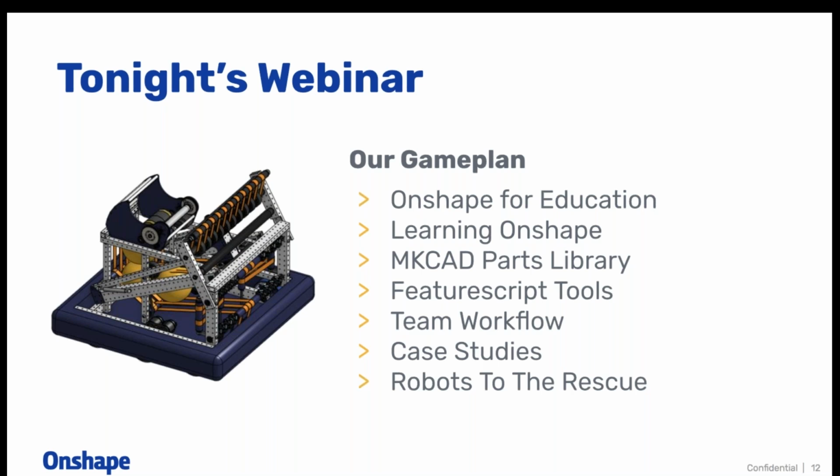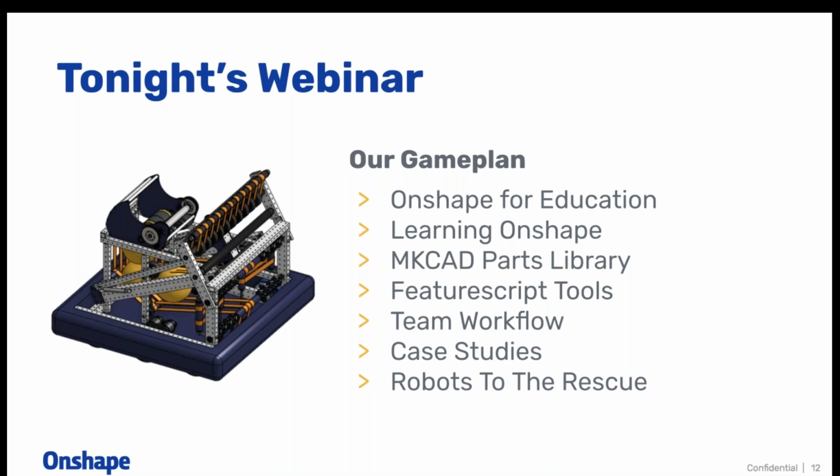What those mean briefly for those that don't know is MKCAD is a parts library that I developed a couple of years ago with my team, the Milken Knights, that's the MK in MKCAD. It's a parts library similar to Onshape's standard content that houses tons of common COTS parts, common purchased parts in FRC. That library kind of simplifies the workflow for teams to pull parts like gearboxes or bearings or whatever into their assemblies. And after that, I'm going to talk about FeatureScript tools.